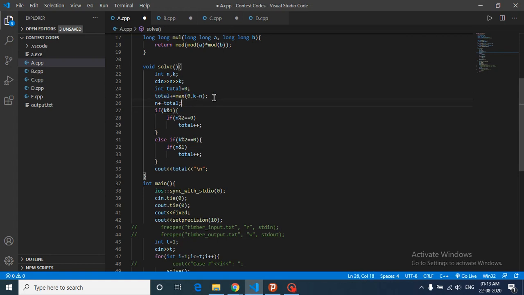Now we have two conditions. If our k is odd and n is even, then we have to add 1. Why? Because if k is odd, then n should also be an odd number, only then can we get this k which is odd. Else if k is even, then n should also be even. If k is even and n is odd, we have to convert n to even, and then we increment our total. Total shows how many steps we have to do, and then we return our total.